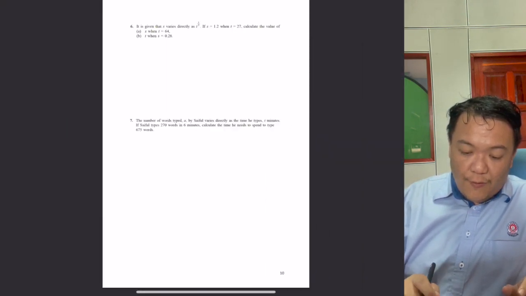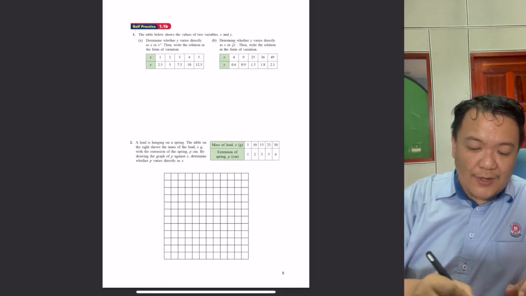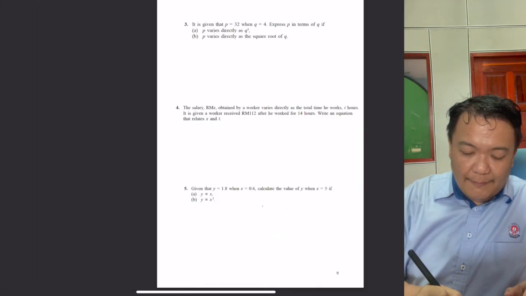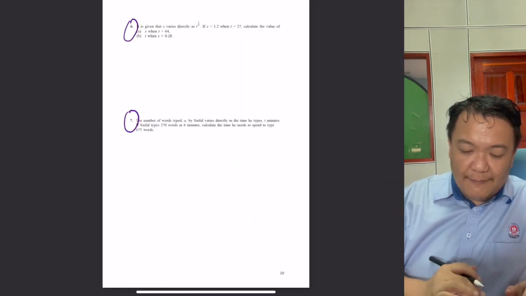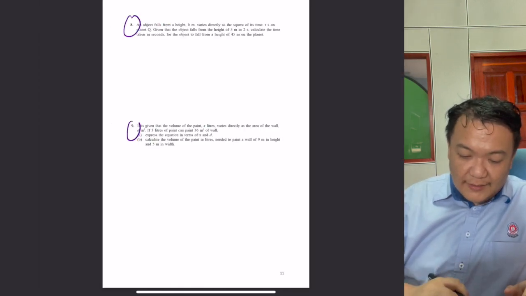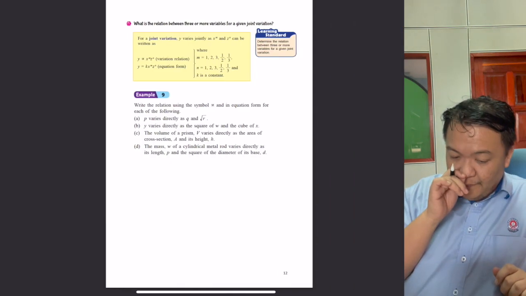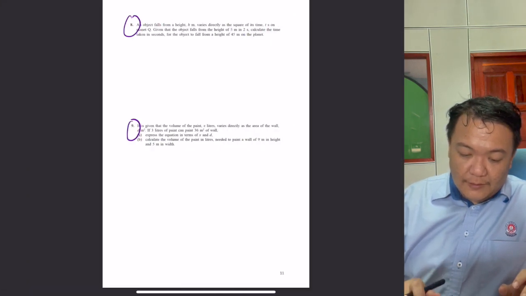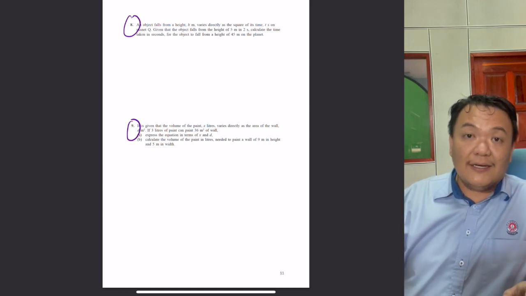Okay, so for today's homework, okay, so I want you to try self-practice 1.1b, number 1, number 2, number 3, number 4, number 5, number 6, and number 7. Ada lagi tak? Okay, number 8, number 9. Nak buat semula all 9 questions. Okay, so we will discuss each and every question in the next class.